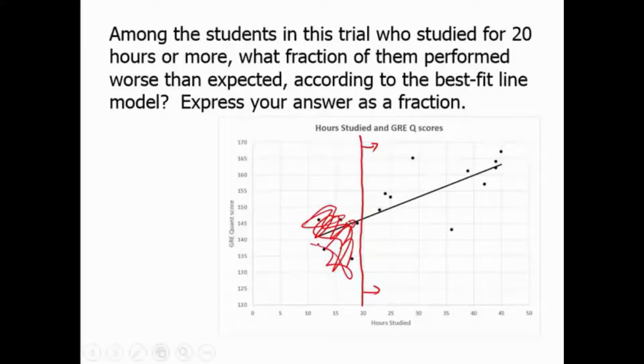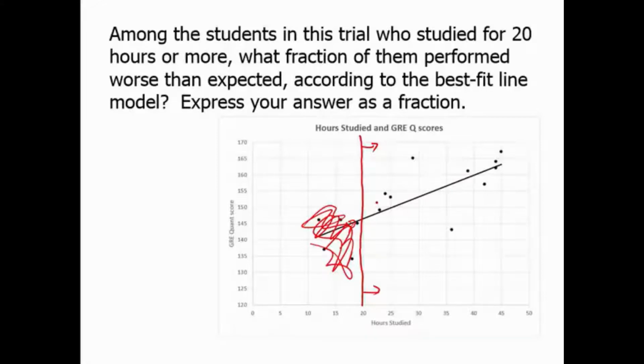So let's think about this best fit line. This best fit line is the expectation. That's the expectation that, according to this model, if you study for this long, you should get this score. Anyone above the line outperformed the expectation. Anyone below the line underperformed or performed worse than the expectation.